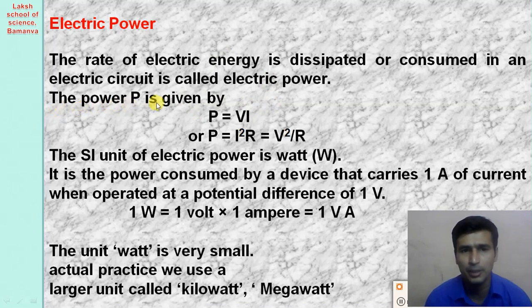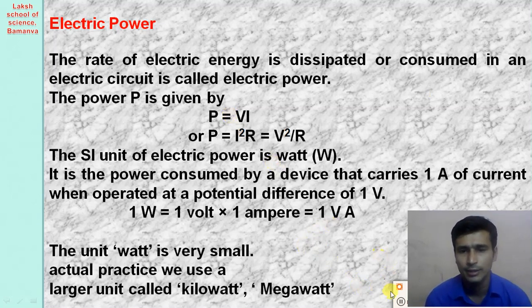The power P is given by the equation P = V × I. As we discussed in the previous topic, electrical power is derived as P = V × I, where V is the potential difference applied in the circuit and I is the electric current passing through the circuit. So the product of potential difference and the electric current passing through the circuit is known as the electric power. The time rate of electrical energy dissipated is called the electric power.